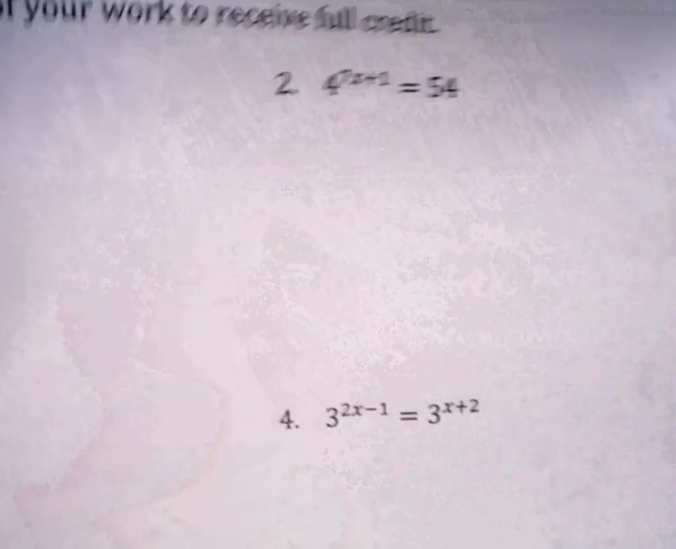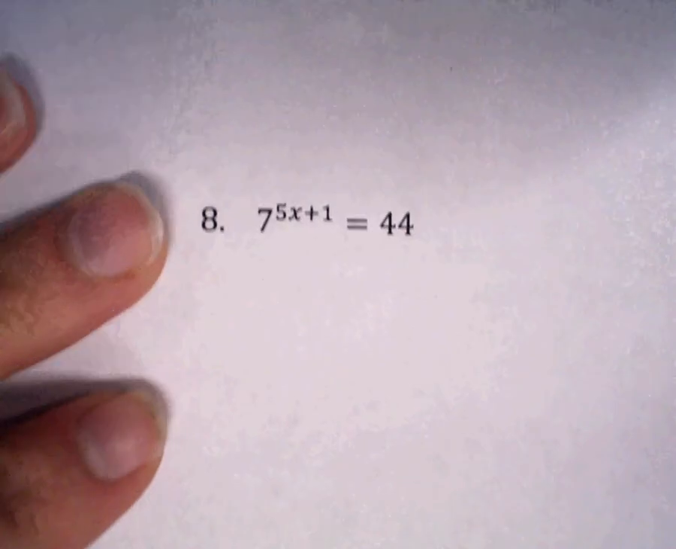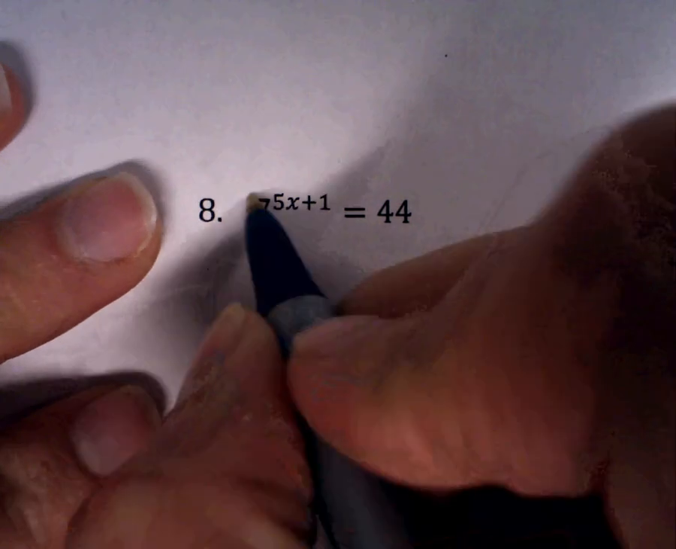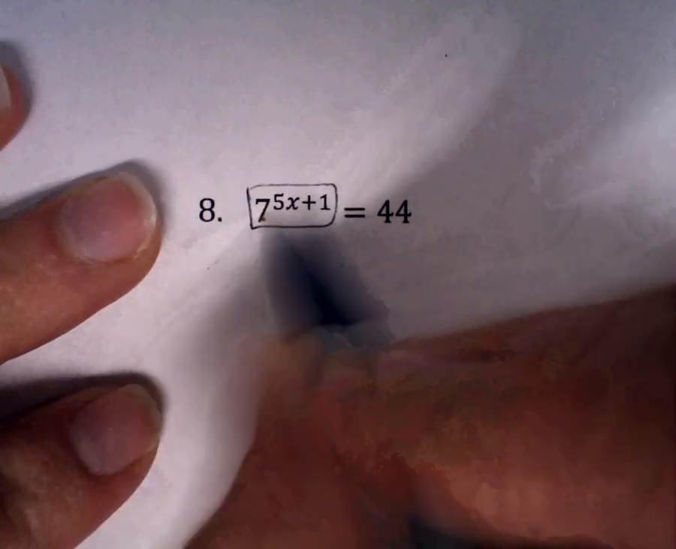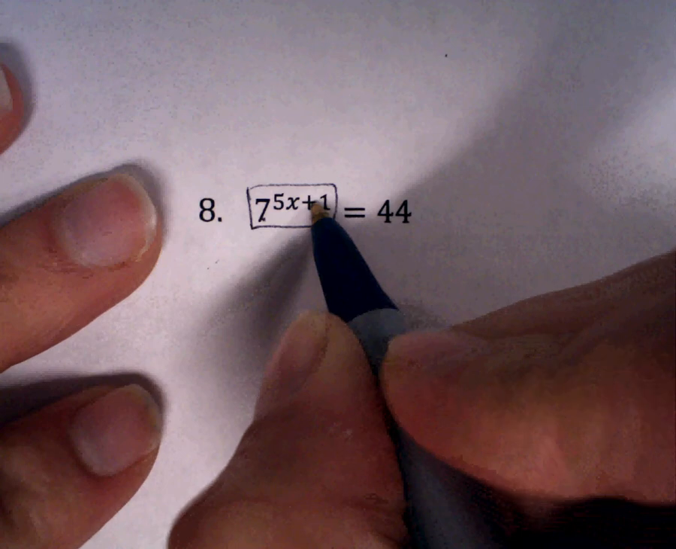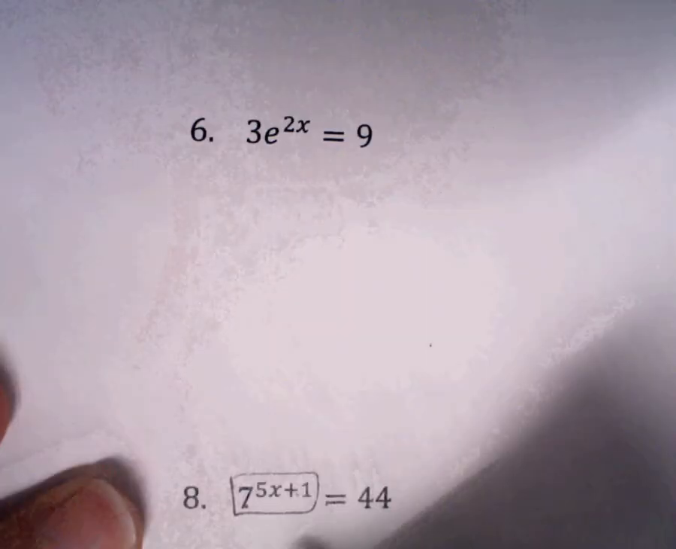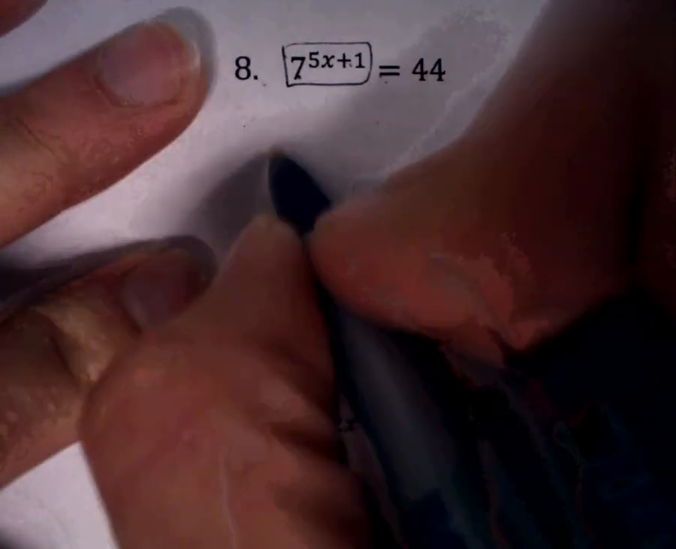Alright, so looking at number 8. Number 8 is exponential because there's an x in the exponent, and there's no log, so it can't be log. So what I am going to do is log both sides. Now, normally I box in the base and the exponent, and I notice there's nothing on the outside, so I don't have to isolate in this one. I will on number 6, but I won't on this one.